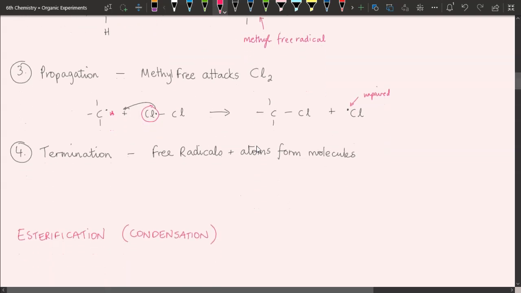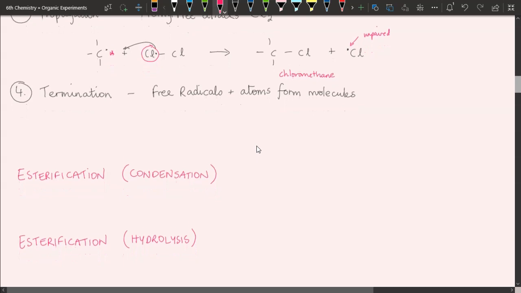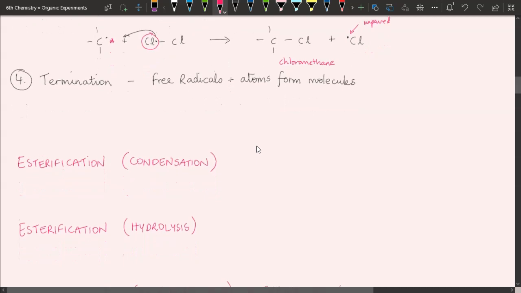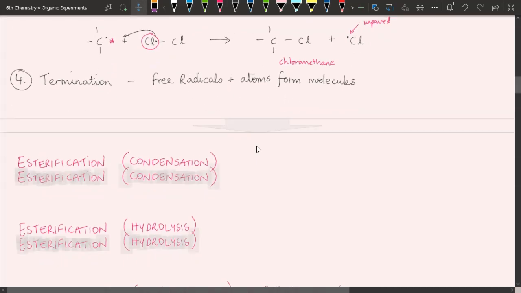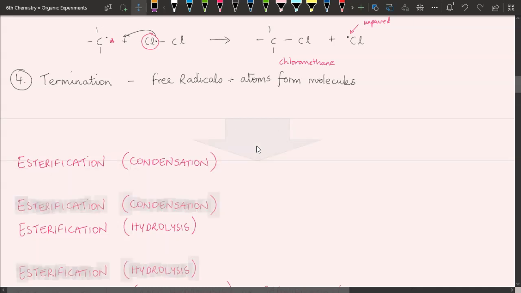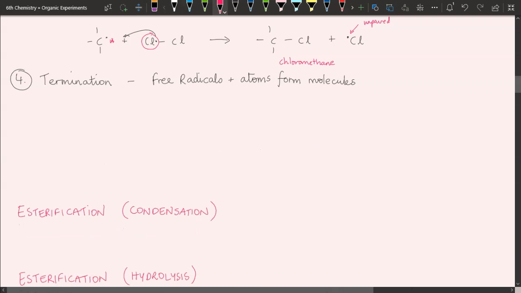So what's this substance that we've got here? This is simple chloromethane. And then finally at the end, we've got free radicals, and atoms then will form molecules. So this is termination, the final step. When you look at termination, there's a couple of different ways that termination can occur. The first way is where you have a chlorine free radical plus another chlorine free radical. Remember, there's many of these floating around in solution, and these two free radicals will form together and form basic chlorine gas.